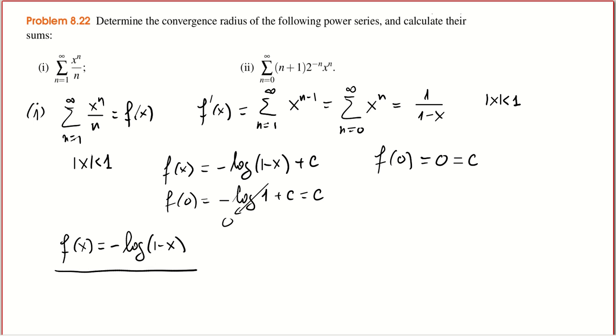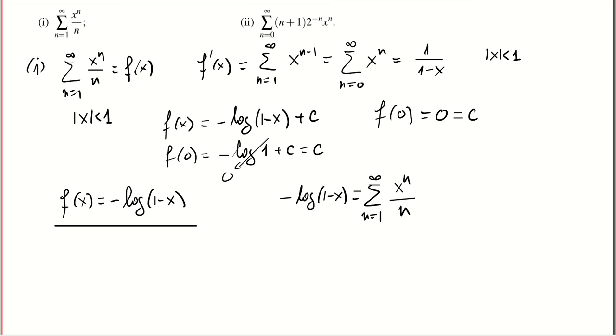This is the sum of this function. So we have minus the logarithm of 1 minus x is equal to the sum from 1 to infinity of x to the n over n. Normally it is easy to figure out when to apply this trick of the derivative. Normally it is when you have the n in the denominator, and when you take a derivative, the exponent cancels with this denominator.